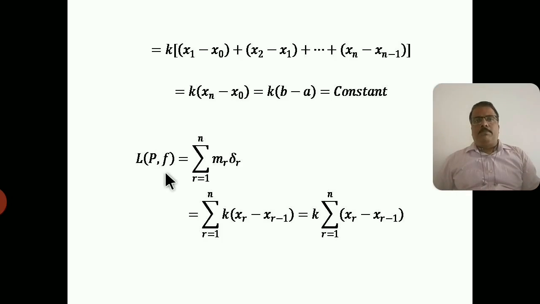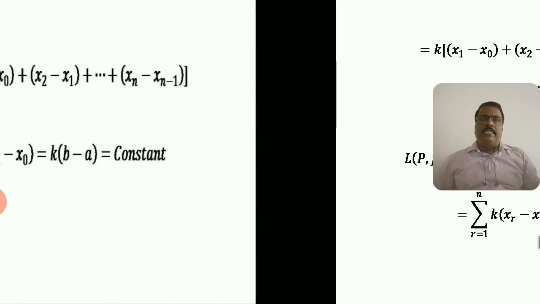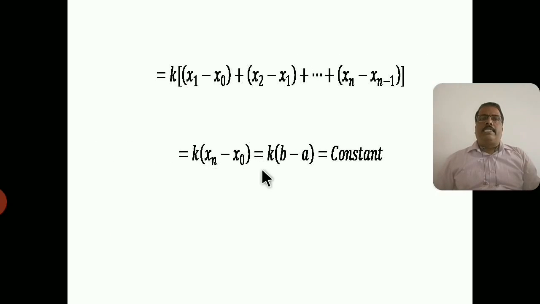Now take the lower sum. The lower sum L(P, f) is the summation from r = 1 to n of small m_r delta_r, which is the summation of k, where m_r is k, and delta_r is the length of the interval x_r minus x_(r-1). Expanding the same way as we did in this case, we again obtain k times (xn minus x0), which is equal to k times (b minus a). Again it is constant. So the upper sum we get is k(b minus a), a constant, and the lower sum we also get is k(b minus a), a constant.